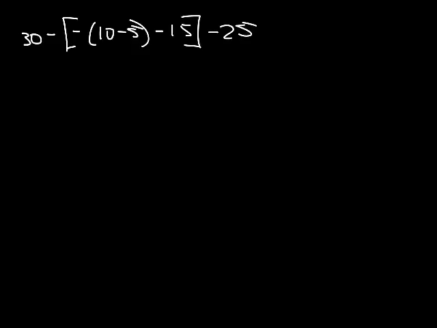19 through 44, you're using PEMDAS. Let's jump all the way to number 44. So we've got 30 minus, and then we've got a brace with a negative, and then inside another parenthesis we have 10 minus 5, and then we have 15, and we're subtracting 25 from all of that. So we're going to start with the innermost parenthesis. Let's just do one little bit at a time. 10 minus 5 is 5.